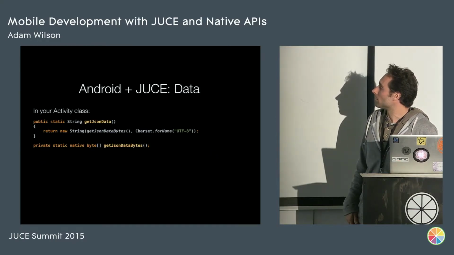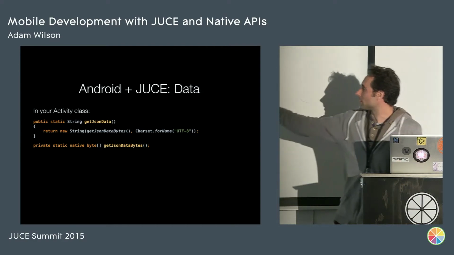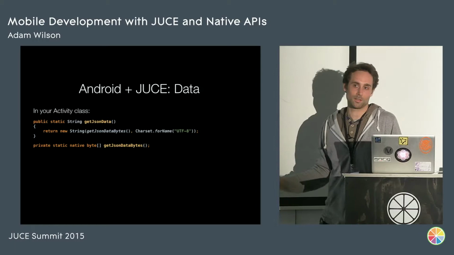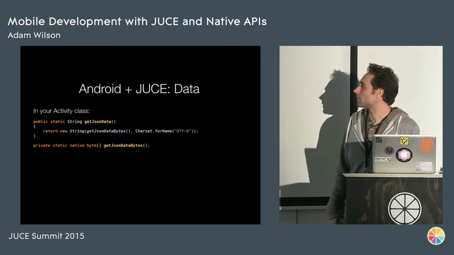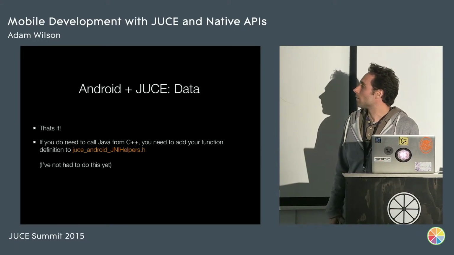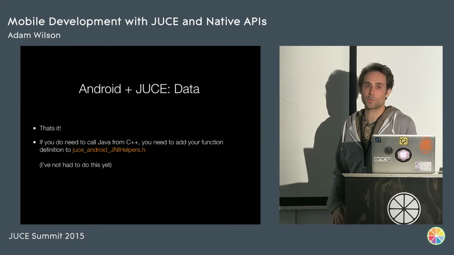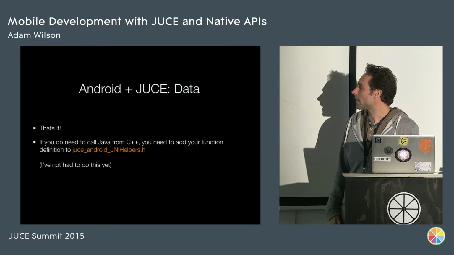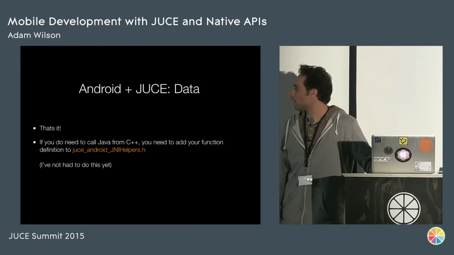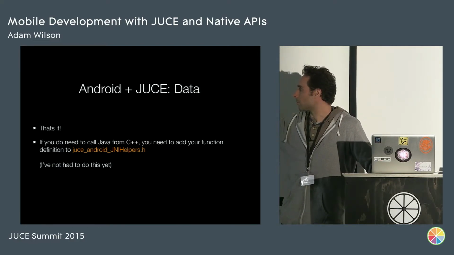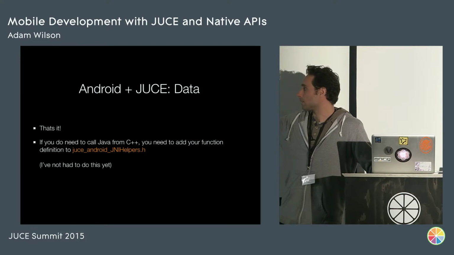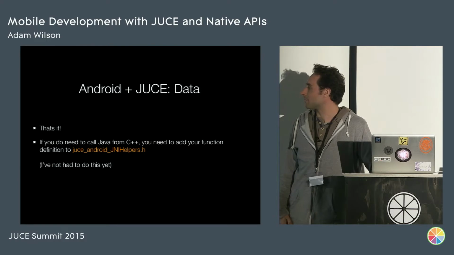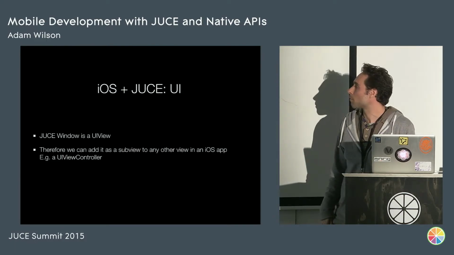And there's an example of getting bytes and then converting them to a string that you can present in your user interface. So that's a very quick run through of how you might achieve this with Android. You can do it the other way around, and the way I've seen it done is you add methods to this JUCE Android JNI helpers header. I've not had to do this yet, but you can have a look at that if you need to do that for your app.